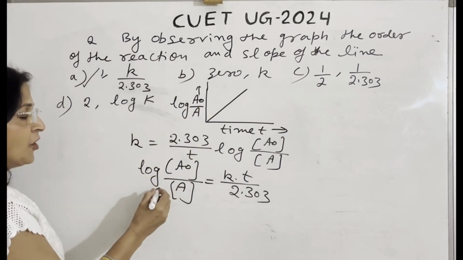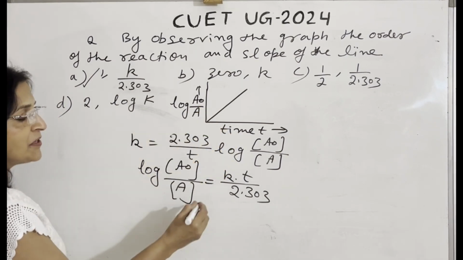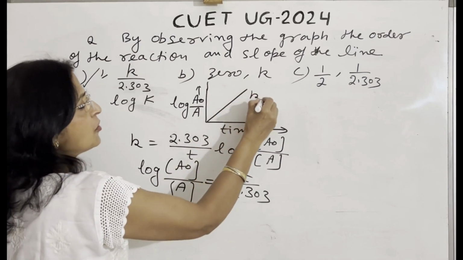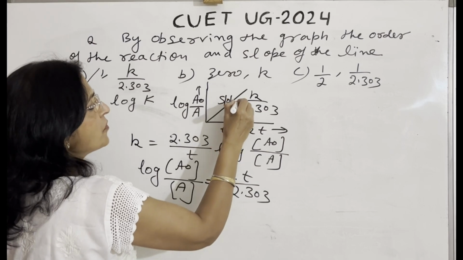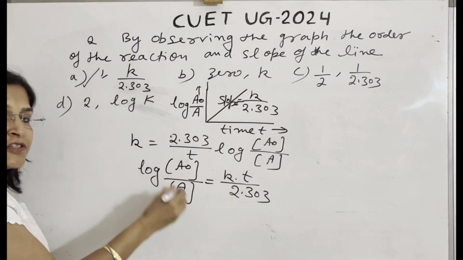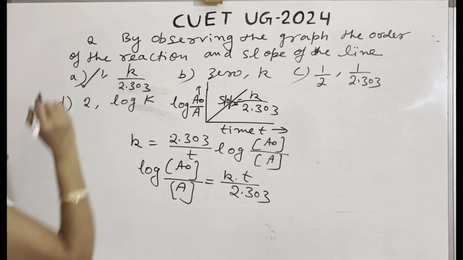In this graph, log of A naught over A plotted against time. Then what will be the slope of the reaction? K over 2.303. This will be the slope of this line. And this is first order integrated rate equation. This will be the answer.